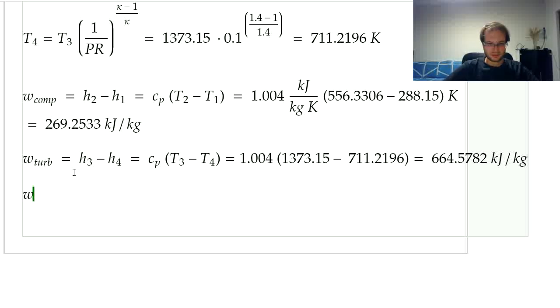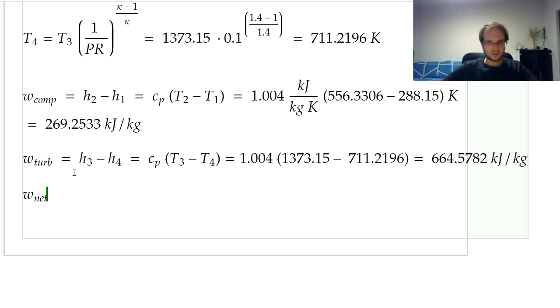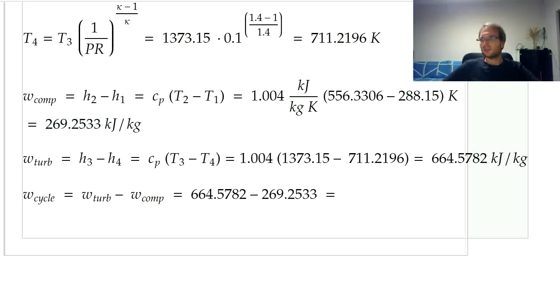So the net work of the cycle, or the work of the cycle, that's probably the way to call it, will be work of the turbine minus work of the compressor, which will be work of the turbine over here minus work of the compressor, which is 395.3249 kilojoules per kilogram.